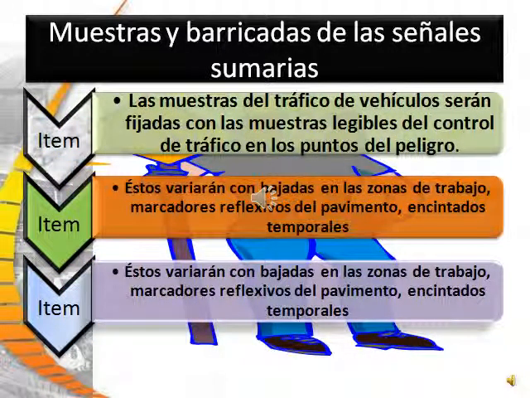Vehicle traffic signs shall be posted with legible traffic control signs at points of hazard. Work zone barricades, cones, and sign regulations must meet FDOT regulations. These will vary with drop-offs in work zones, reflective pavement markers, and temporary curbs.